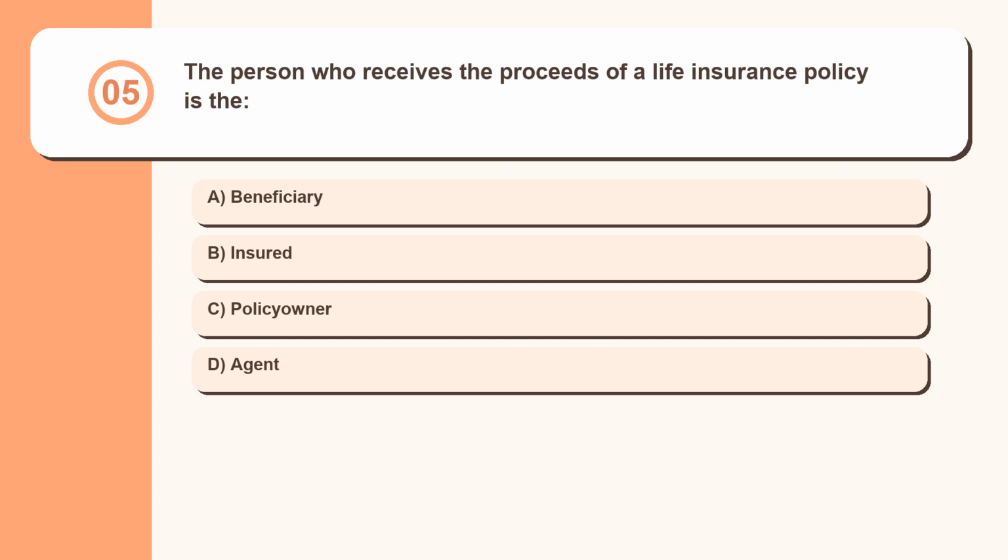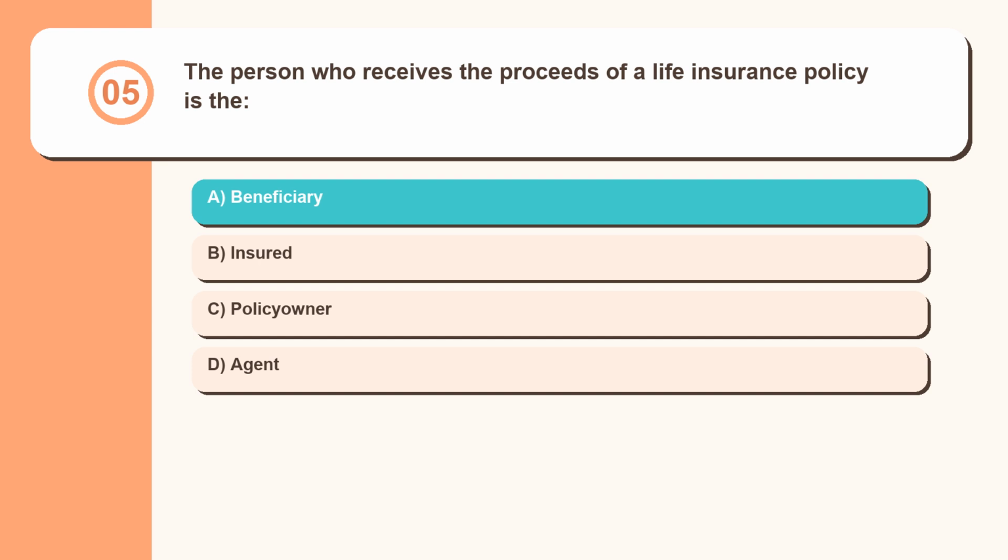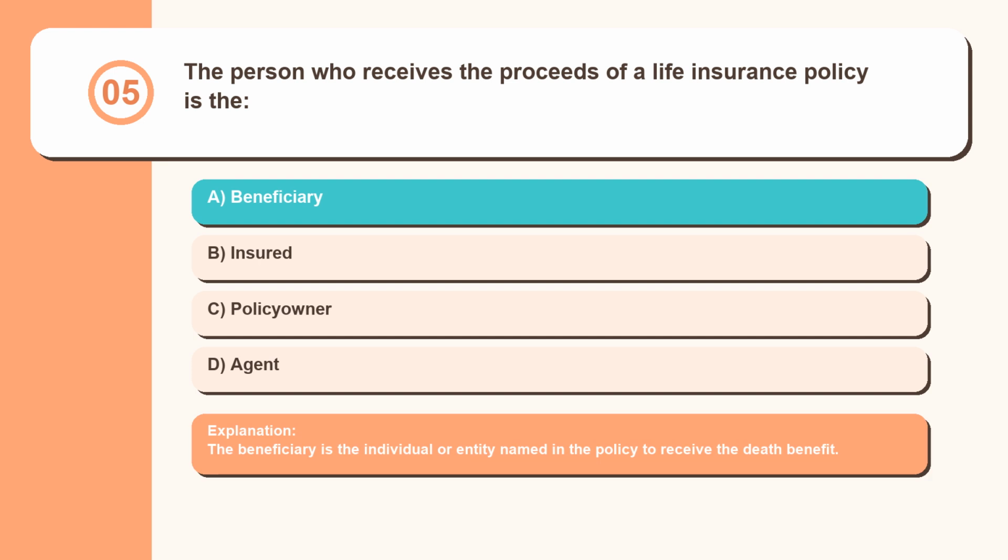Question 5. The person who receives the proceeds of a life insurance policy is the: beneficiary, insured, policy owner, agent. The beneficiary is the individual or entity named in the policy to receive the death benefit.